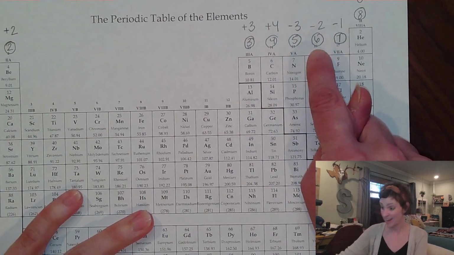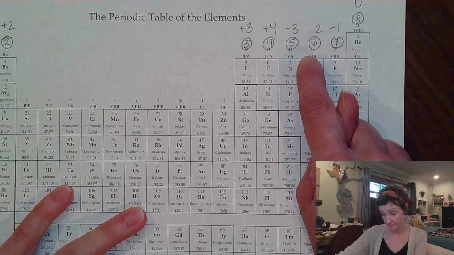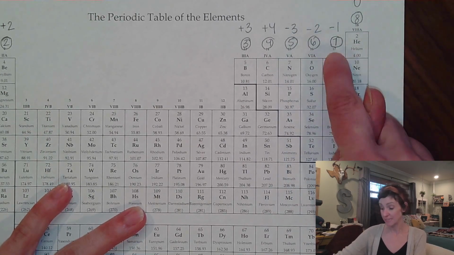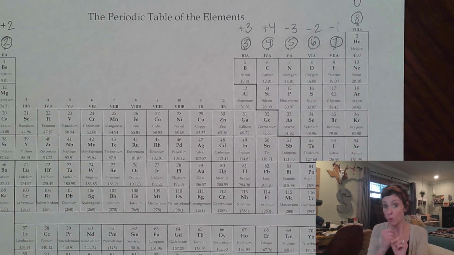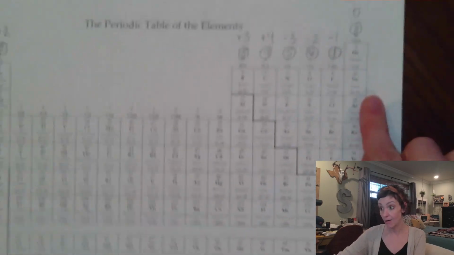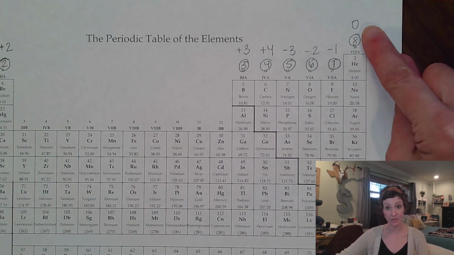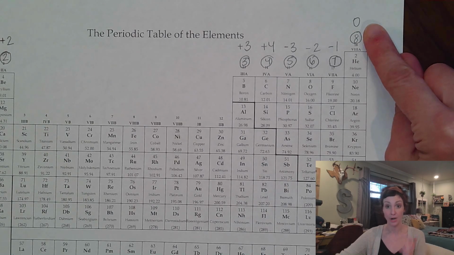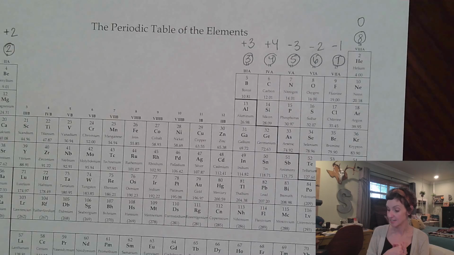Now group 16, they have 6. They want to grab 2 more. So they have a -2 charge. Group 17, they got 7. They want to grab 1 more. So they have a -1 charge. Group 18, they already have 8. So they don't have an oxidation number, guys. They don't form ions because they are already satisfied according to the octet rule.